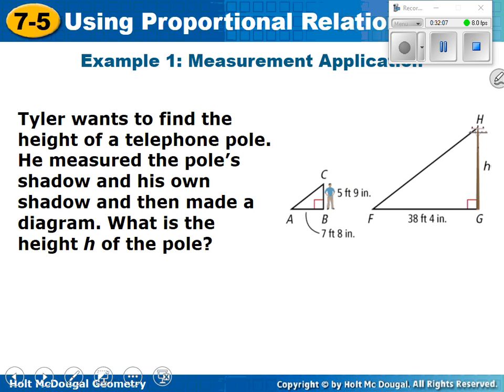All right, so here's the scenario, Ruben. We've got Tyler up there. He wants to find out the height of that telephone pole. He measures the pole's shadow and his own shadow. So Tyler is 5 foot 9 inches. His shadow is 7 foot 8 inches. The height of the telephone pole is what he needs to know, but he sees that the shadow of the telephone pole is 38 feet 4 inches.